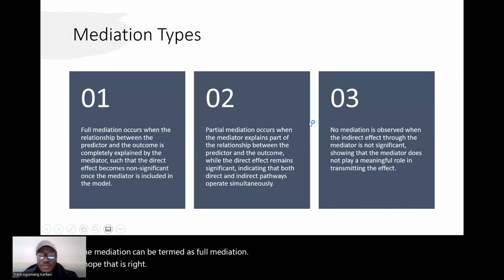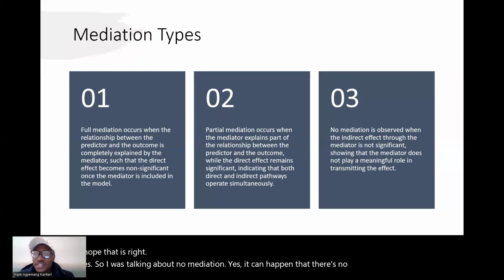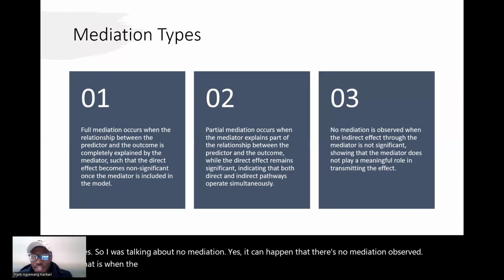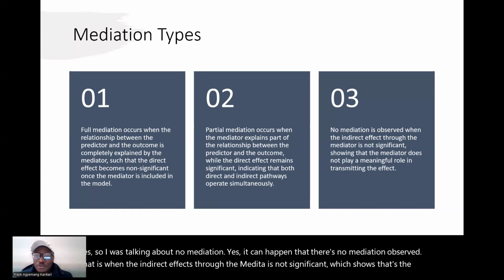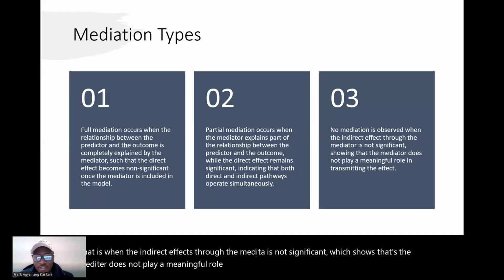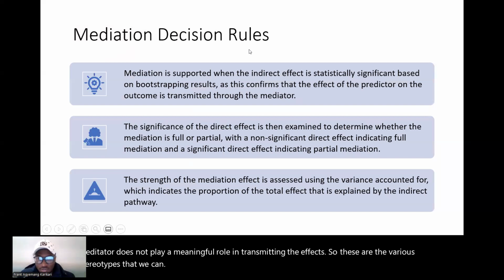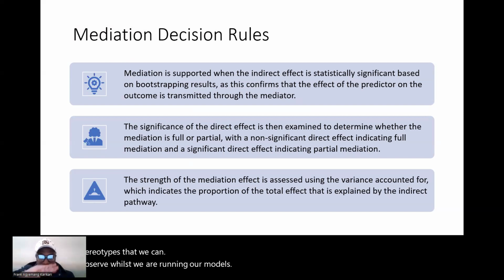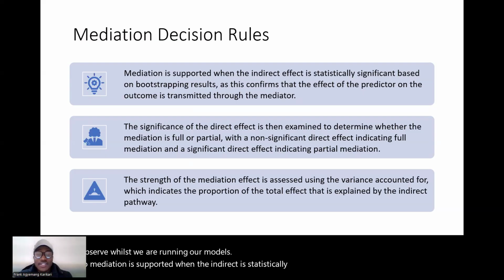Yes, so I was talking about no mediation. It can happen that no mediation is observed, and that is when the indirect effect through the mediator is not significant, which shows that the mediator does not play a meaningful role in transmitting the effects. So these are the three types that we can observe whilst we are running our models. Mediation is supported when the indirect effect is statistically significant.